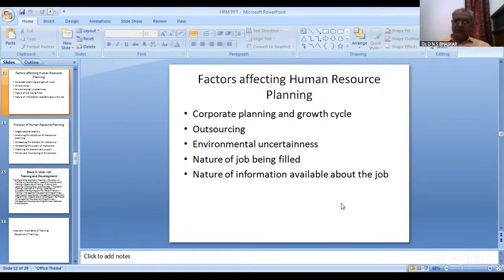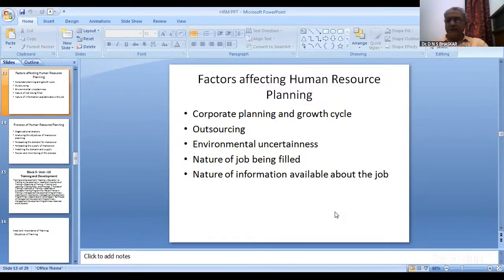How long are their services required? How many people are required there? All the information available about the particular job is also an important factor which is going to affect this. In the case of new jobs or newly designed activities, the availability of information about that particular job is very, very low.